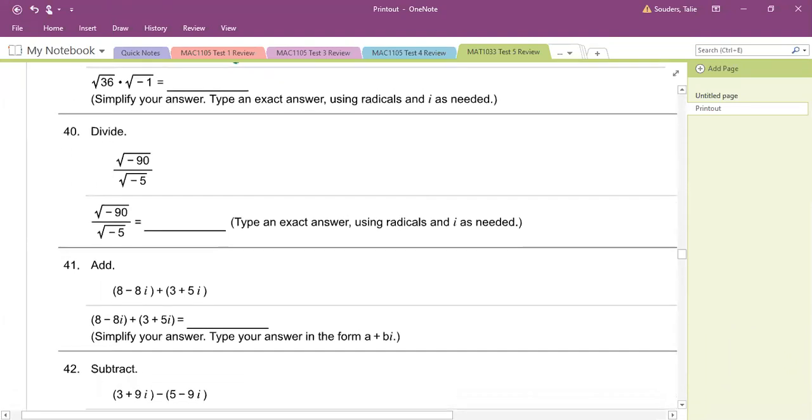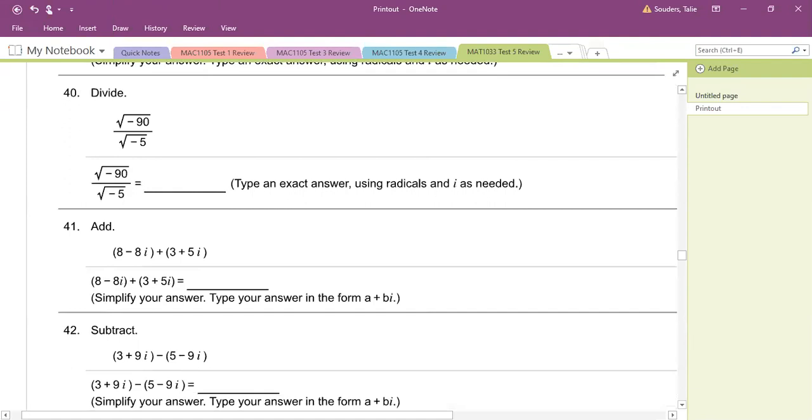So let's try number 40. We're going to simplify each radical. In fact, I'll give you a minute. See if you can simplify each radical and then see what cancels out when you divide. So how could you break down the square root of negative 90?